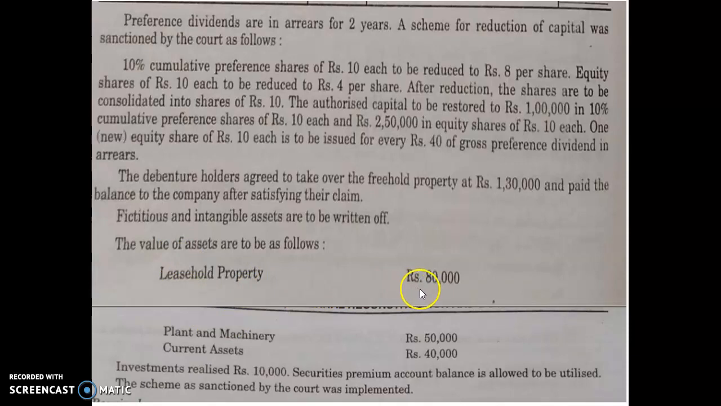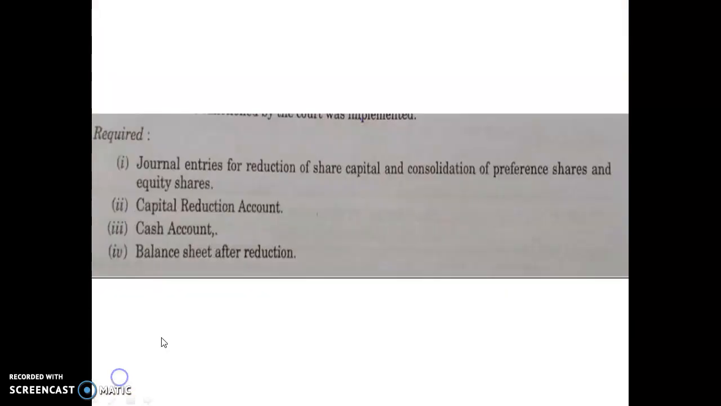Leasehold property to rupees 80,000, plant and machinery to rupees 50,000, current assets rupees 40,000. Then the company sold its investment of rupees 25,000 and realized only rupees 10,000. That means they had a loss of rupees 15,000. Then in the case of the securities premium account, they decided to utilize it for the internal reconstruction process. Here in this problem, we are required to prepare journal entries, capital reduction account, cash account, and balance sheet.